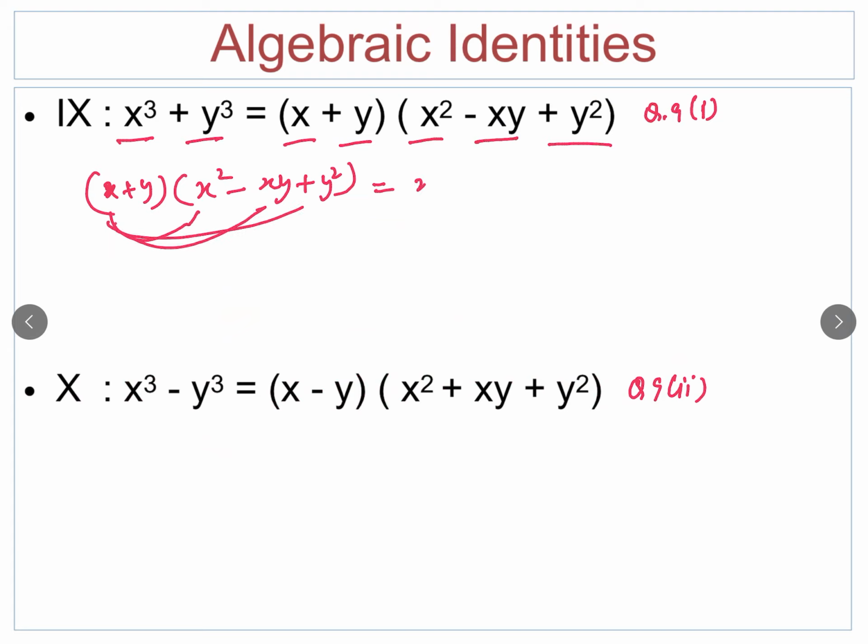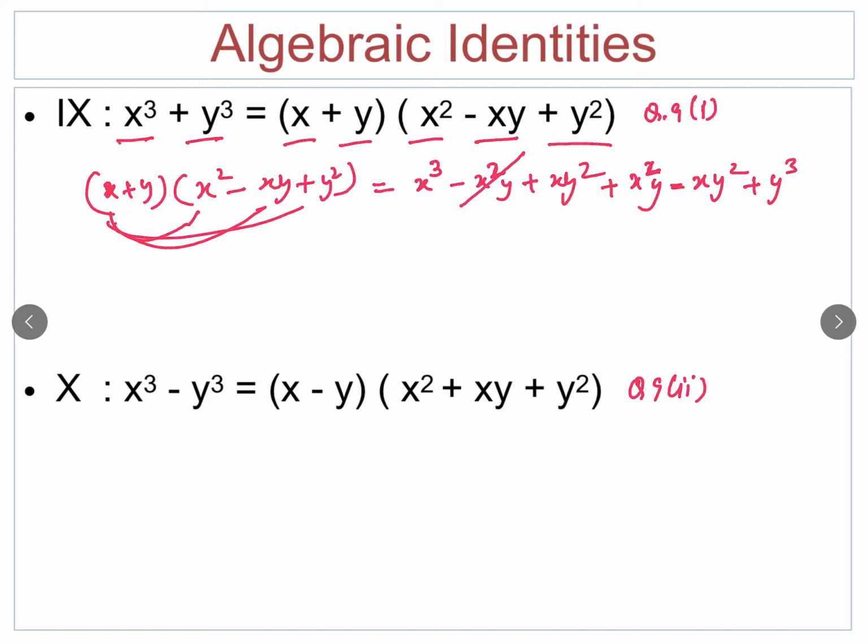So x into x square will be x cube, x into minus xy will be minus x square y, and x into plus y square will be xy square. Then we multiply this y with all the three terms. So y into x square will be x square y, and y into minus xy will be minus xy square. Then y into plus y square will be plus y cube.